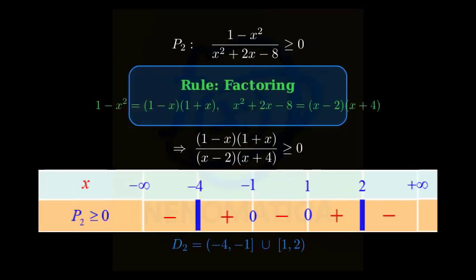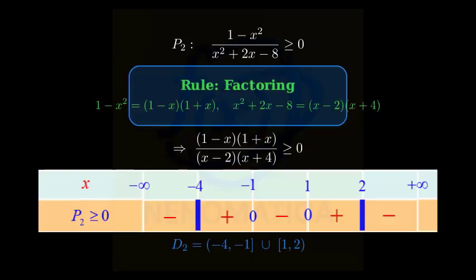Step 2. Solve the second inequality. We factor the numerator and denominator. Use difference of squares and standard factoring. Then we construct a sign chart for the critical points at negative 4, negative 1, 1, and 2. We shade where the value is greater than or equal to 0. Zeros at the numerator are included. Undefined denominator points are excluded.